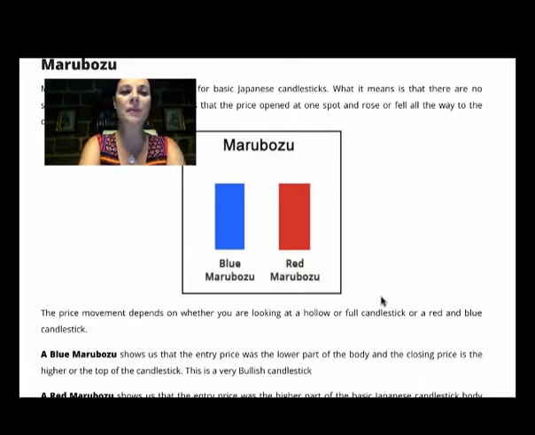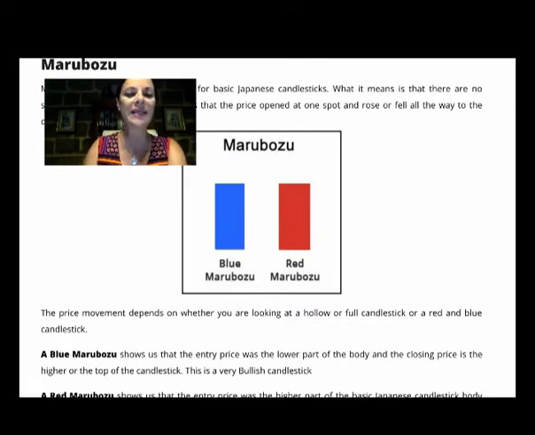So what is Marubozu? Marubozu does sound like a crazy name, but it is one of the basic and most important candlesticks. This is a candlestick which has no shadows. It has no upper and lower wicks. Usually we see candlesticks with upper and lower wicks, and it is quite rare to see a full Marubozu.